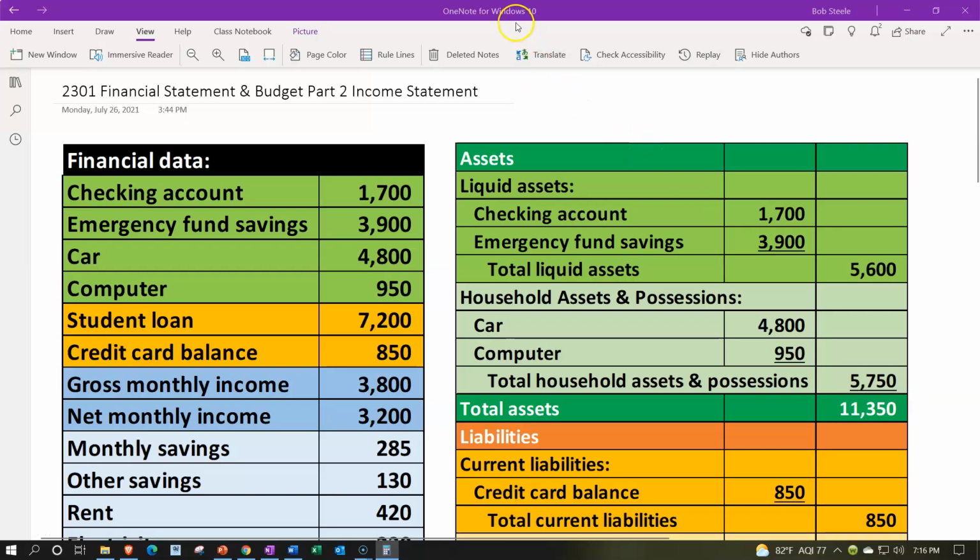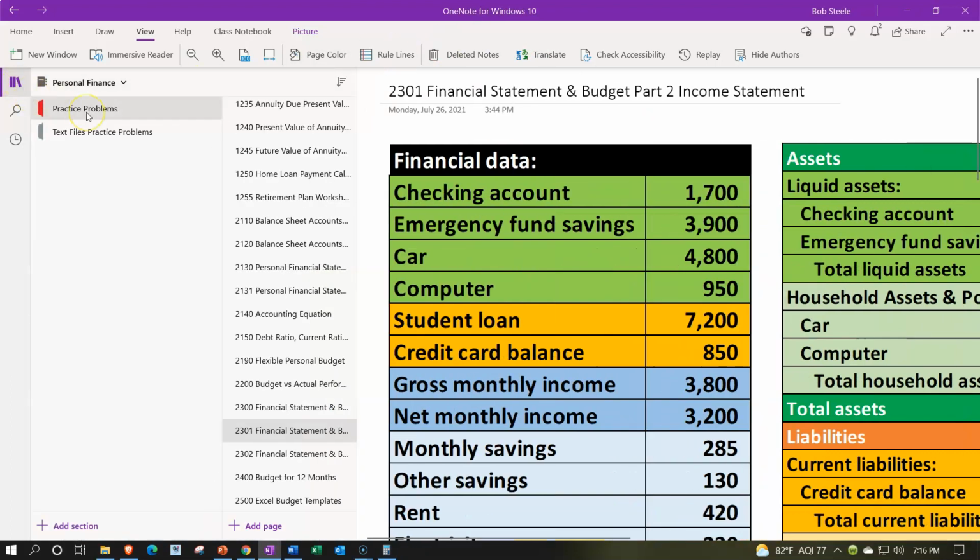Here we are in OneNote. If you have access to OneNote and would like to follow along, you're not required to, but if you would like to, we're in the icon on the left-hand side in the Practice Problems tab, down in the 2301 Financial Statement and Budget Part 2 Income Statement tab.